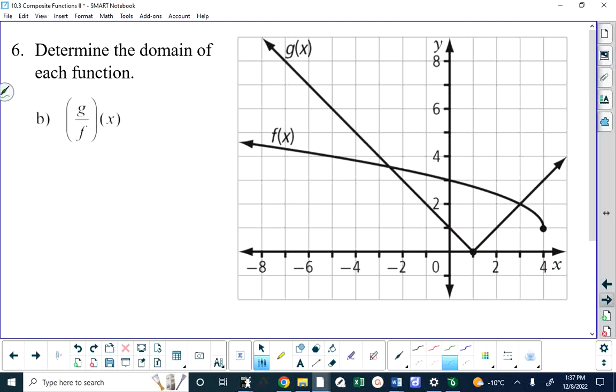What would be the domain of this? With this one, I can get away with saying x is less than or equal to 4 because that's the overlap, and f of x is never 0. We're never dividing by 0. It's impossible.